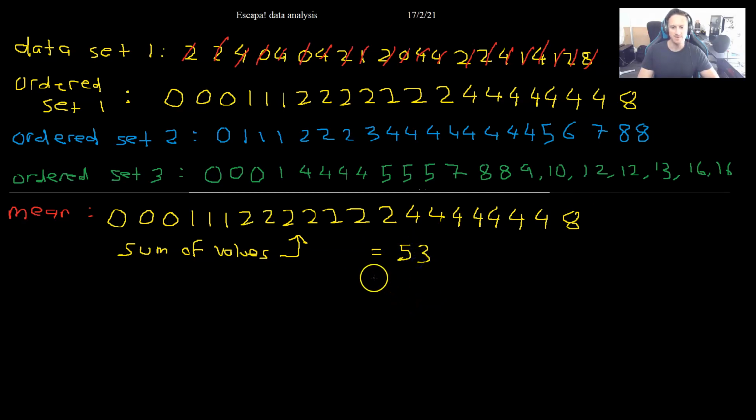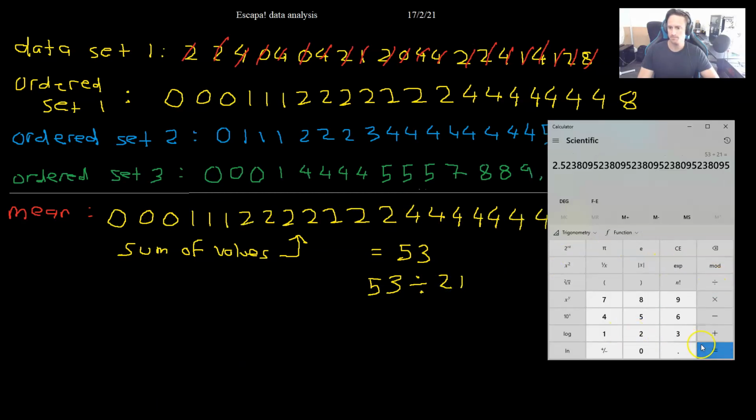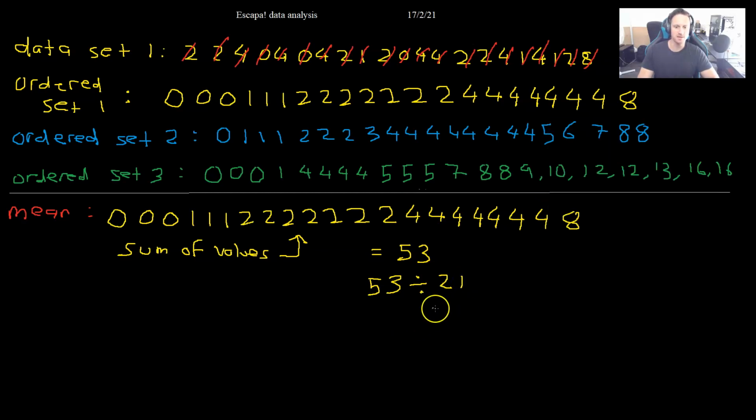And then for the mean, I will need to get my sum, which is 53, and I'll need to divide by the total number of values in the data set. So that was 21. There's 21 numbers in that data set. So we divide by 21. And that is 2.52, etc. I'm going to round off to 1 decimal place in order to keep my data nice and simple. So 2.5 would be my mean. So 2.5 seconds is my mean for data set 1.